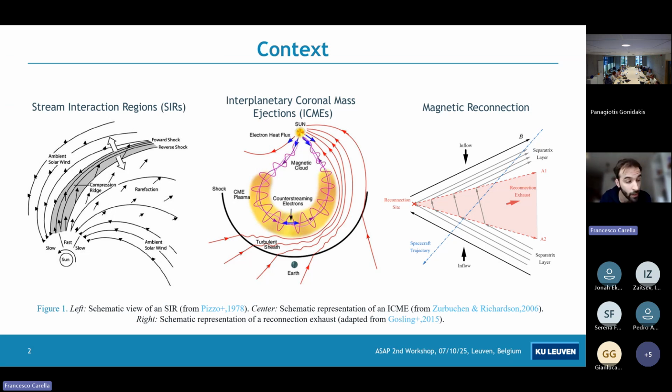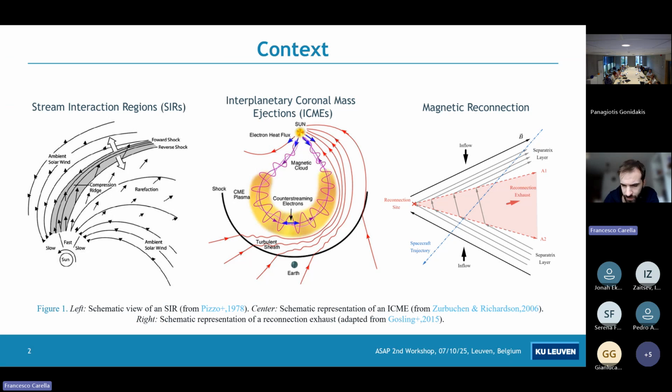It's basically a plasma blob which is ejected from the sun and propagates through interplanetary space. We have clear signatures at 1 AU as well, because it's a magnetically coherent structure that is interacting with the magnetosphere and also causing geomagnetic storms. However, these are bigger scale phenomena. There are also smaller scale phenomena occurring in the solar wind, such as magnetic reconnection, or what we call a reconnection exhaust. You can see it in the right pictures in this slide.